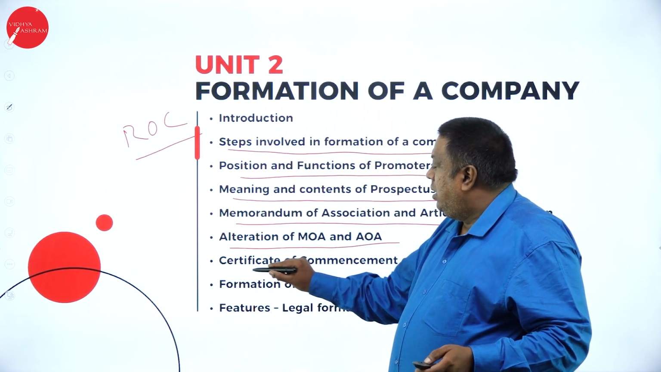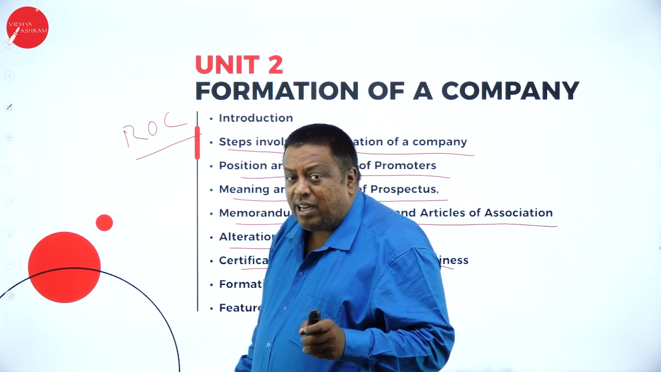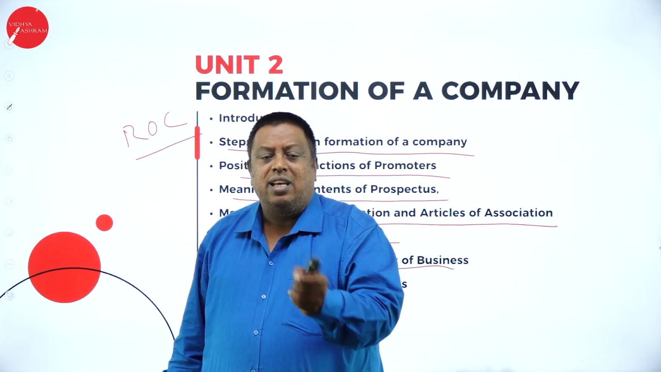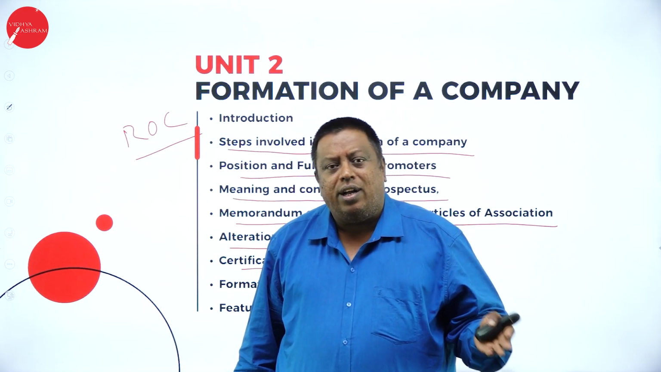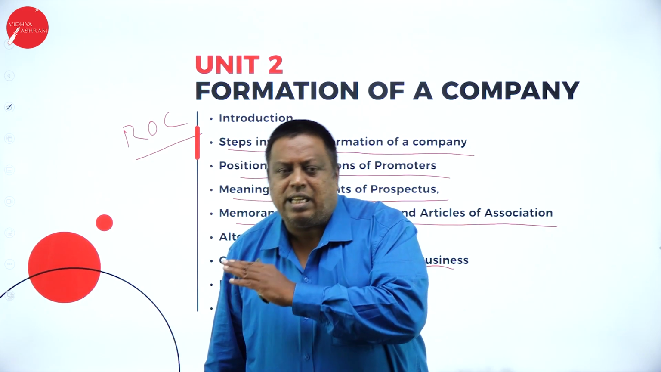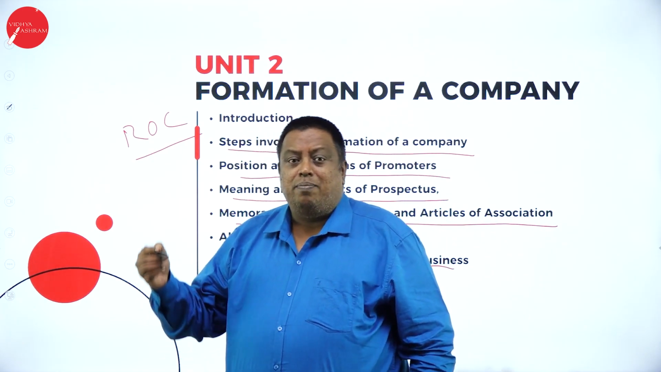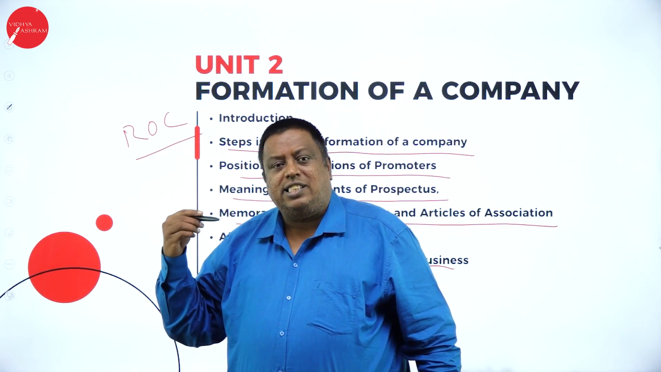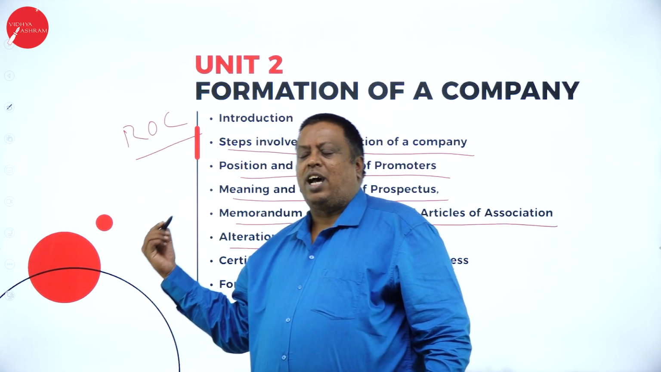And the next one, the certificate of commencement of business. This is a document which is required for every company if they want to start business activities, either commercial or industrial. For that, they have to receive the commencement of business certificate from the ROC after submitting certain documents, which we are going to learn in this chapter.